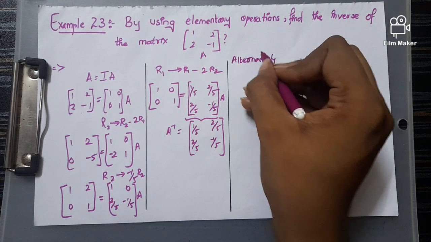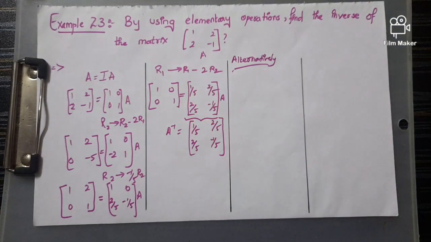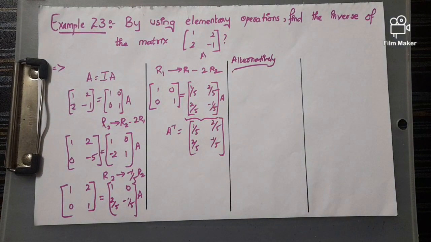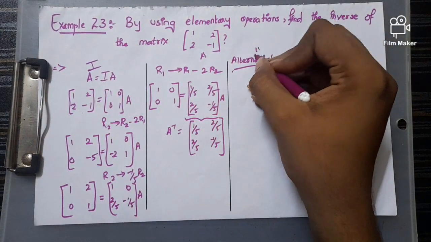Again, I repeat, this simplicity depends upon the given matrix in the question, 1 2 minus 1, right? It depends upon the given matrices. Here, this is much simpler when you try this alternate method. This is your method 1 and this is your method 2. Let it be like that.